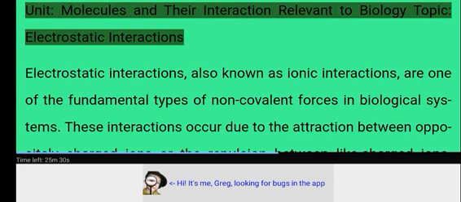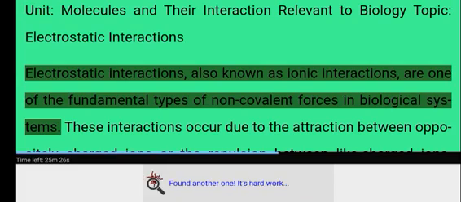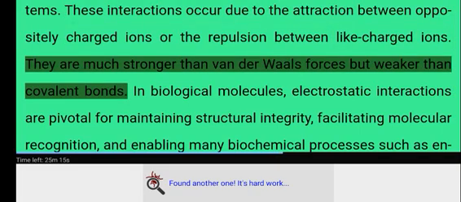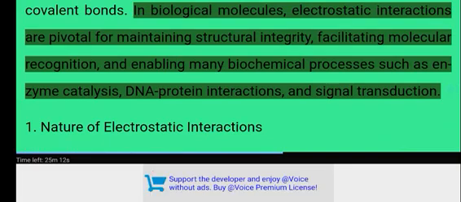Electrostatic interactions. Electrostatic interactions, also known as ionic interactions, are one of the fundamental types of non-covalent forces in biological systems. These interactions occur due to the attraction between oppositely charged ions or the repulsion between like charged ions. They are much stronger than van der Waals forces but weaker than covalent bonds. In biological molecules, electrostatic interactions are pivotal for maintaining structural integrity, facilitating molecular recognition, and enabling many biochemical processes such as enzyme catalysis, DNA-protein interactions, and signal transduction.